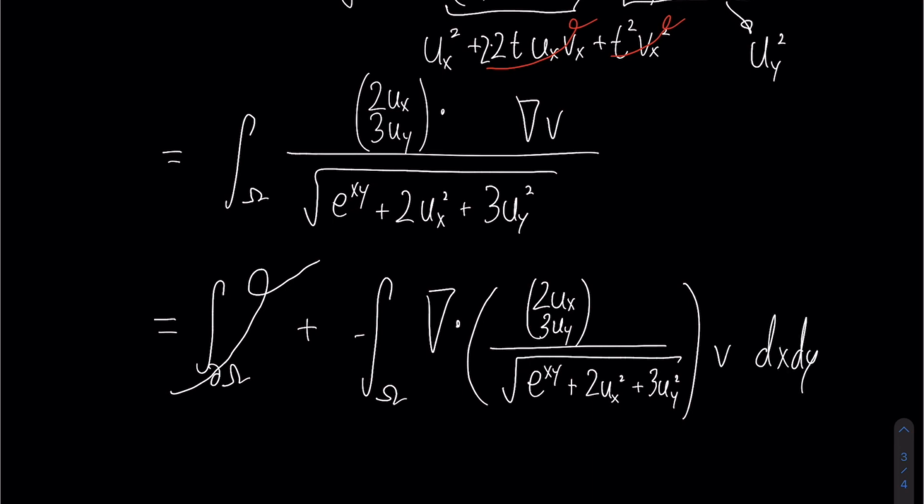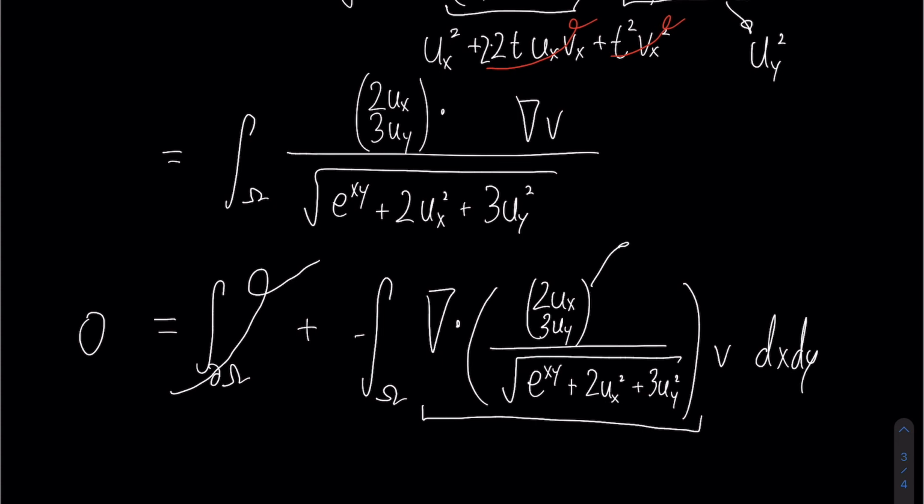So what's the Euler-Lagrange equation? Well, this integral equation has to hold for all v. All of this has to be 0 for any v that you can come up with, and therefore this part is going to be 0 everywhere. This is the Euler-Lagrange equation.